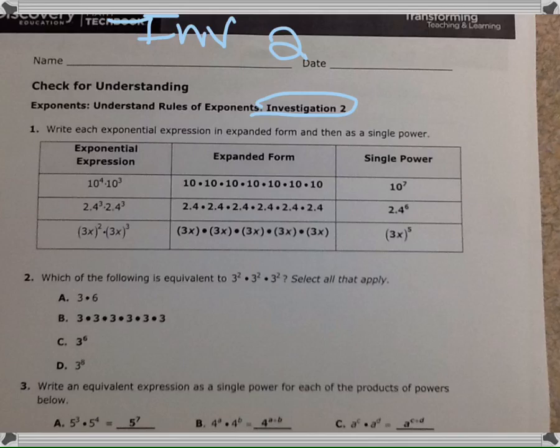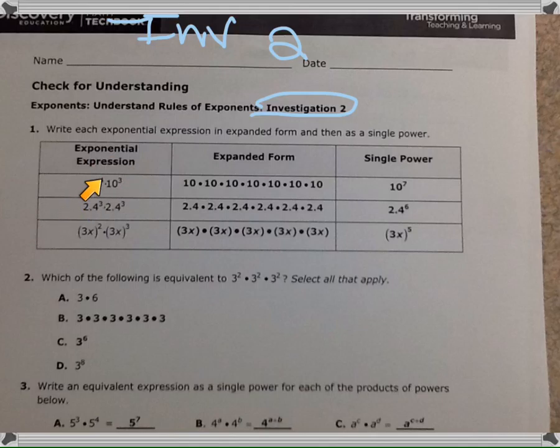So the first one asks you to write each exponential expression in expanded form and then as a single power. So here we have 10 to the power of 4 times 10 to the power of 3. And here in expanded form you can see they multiplied 10 by itself 4 times and then multiplied that by 10 times itself 3 times. And then as we talked about previously, when the bases are the same, the two exponents can be added together to get the solution when these two are multiplied together.